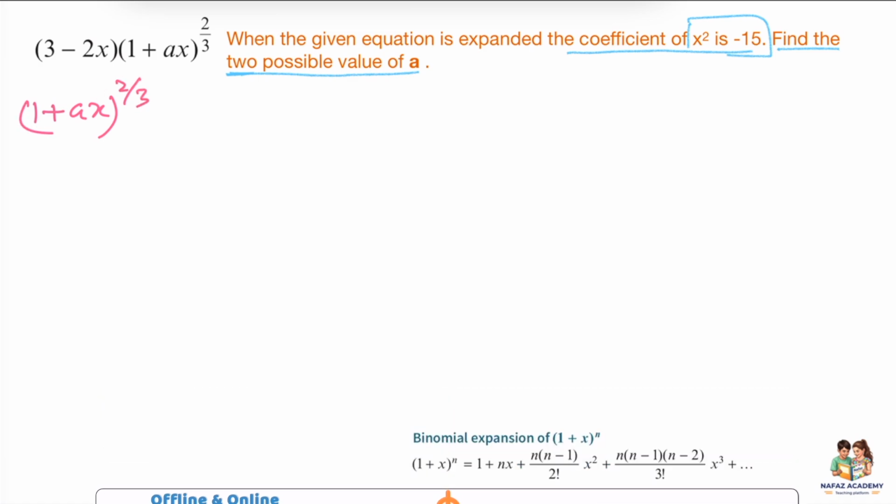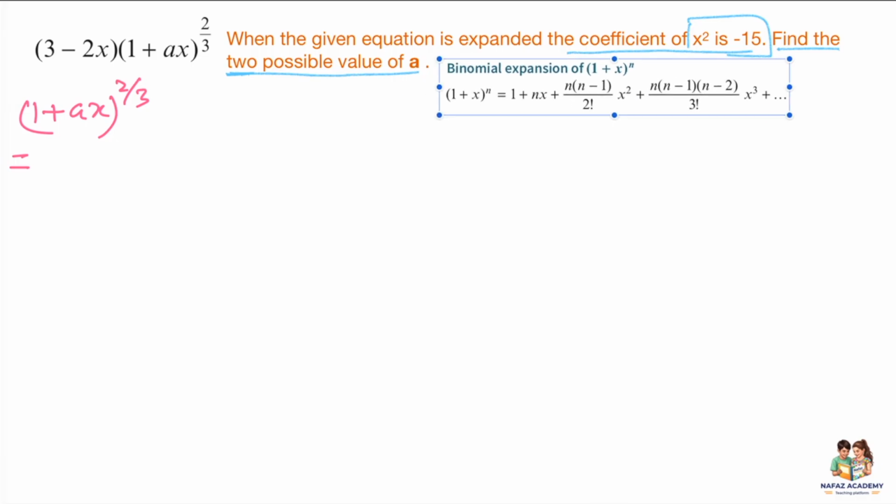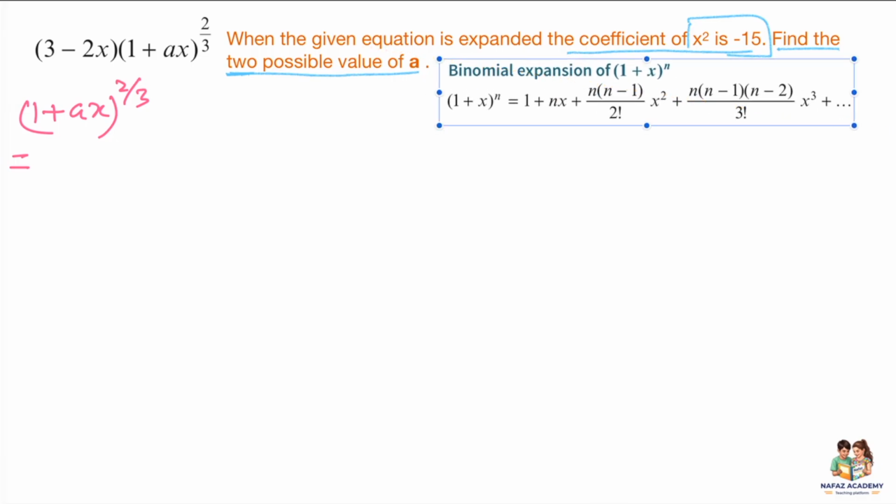Times 1 plus ax to the power 2 over 3. It is our problem, and to expand it we may use the binomial expansion rule, which is 1 plus nx plus n times n minus 1, etc. And for this binomial, here n equals 2 over 3 and x equals ax.